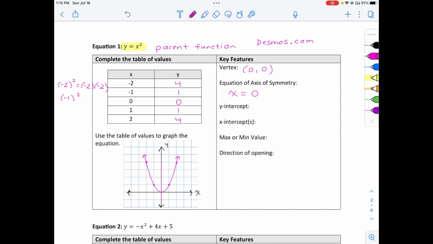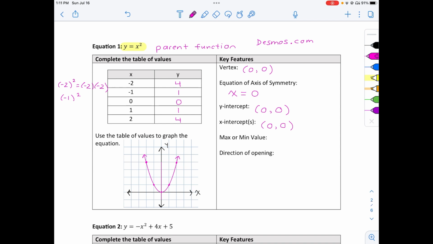The y-intercept is where the curve crosses the y-axis, which is at 0, 0. The x-intercept, in this case, there's only one. I mentioned in some cases it's only one. Because the vertex is sitting directly on the x-axis, there's only one x-intercept, and it's also at 0, 0. Lots of repetition going on here. We're using that point many times.